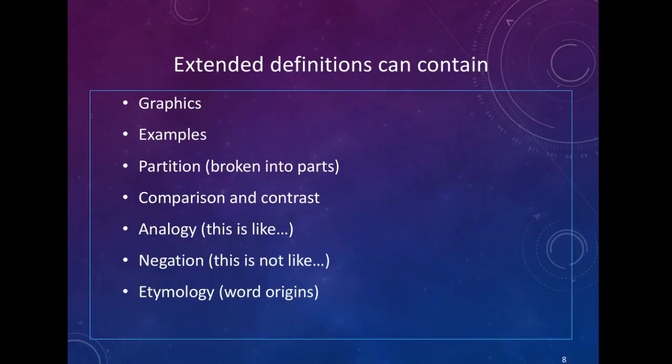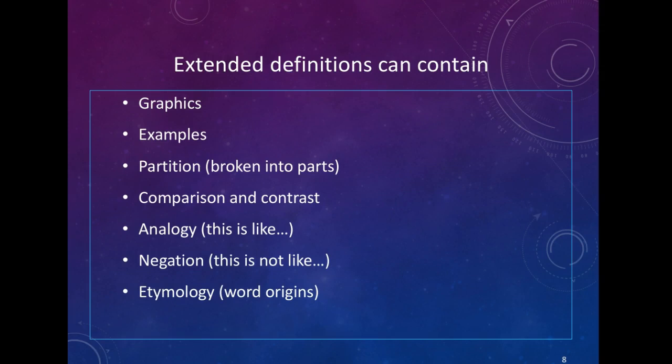Extended definitions can contain graphics, examples, and partition, which means they're broken into parts. So you might have an introduction, and then you might have some background information. So you break it down into pieces. Or you might talk about the pieces of the particular item. Comparison and contrast. You might compare an item to something else, talk about how it's similar and how it's different.